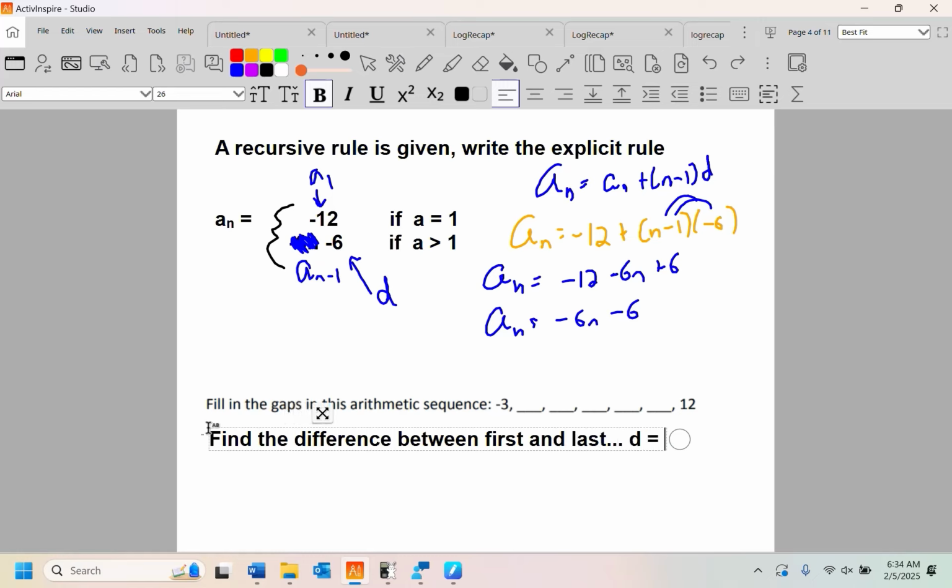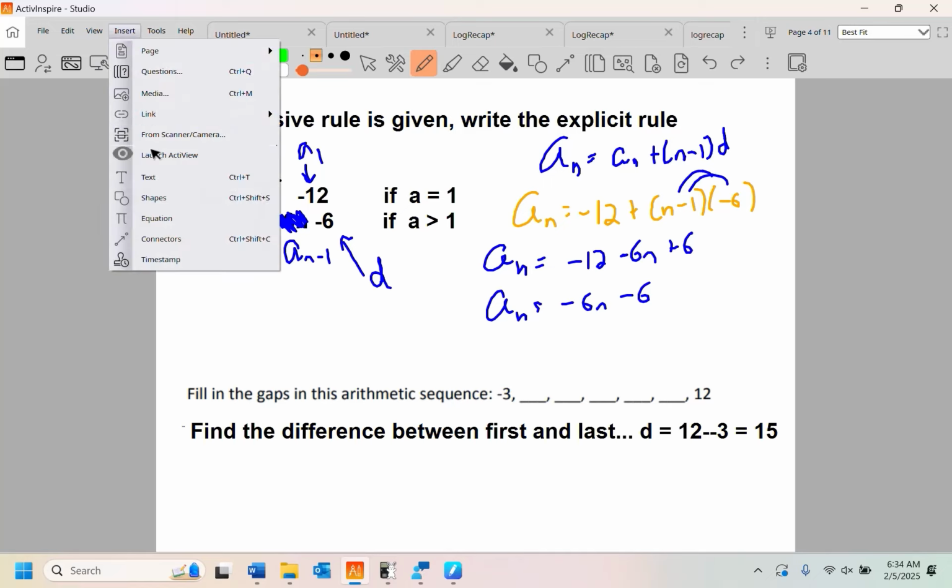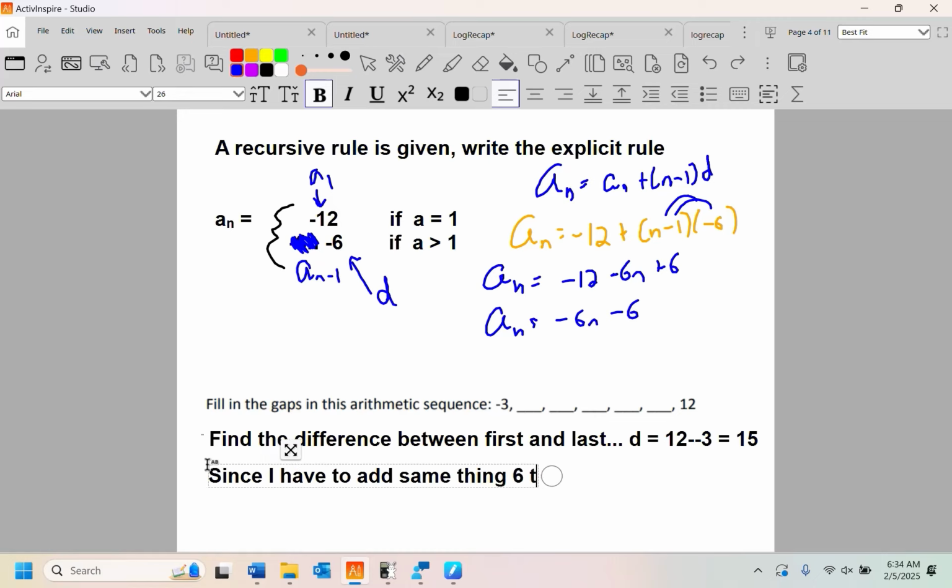All right. So the difference is 12 minus a negative 3, which is 15. And we're going to have to add something 1, 2, 3, 4, 5, 6 times. So since I have to add the same thing 6 times to get to 12, I'm just going to do 15 over 6. Then I'm going to reduce the fraction. So 15 over 6, they're both divisible by 3, is 5/2. And this will work. It will.